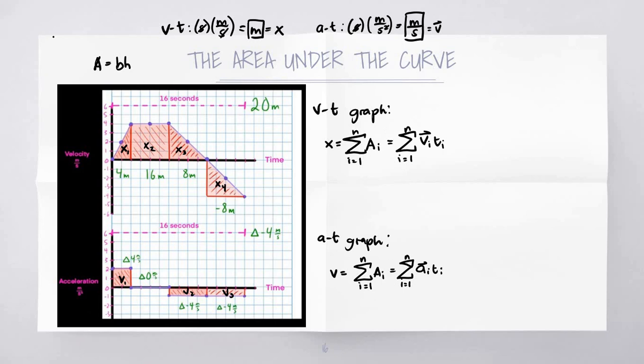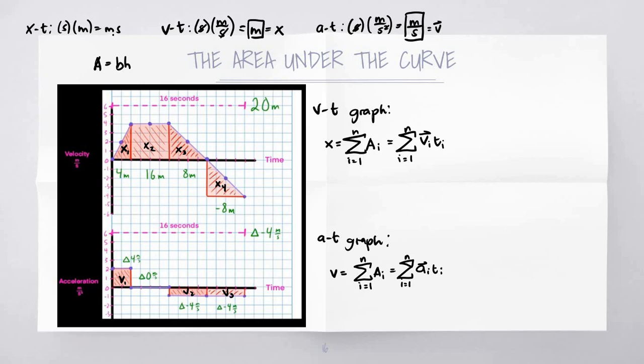So how about the position time graph? For the position time graph, the base would be in seconds, obviously, and the unit on the y-axis is meters. So we're left with the unit meter second, and there's no such thing in physics that has the unit meter second. So obviously, it doesn't have any physical relevance at all. So you don't need to solve for the area under the curve of a position time graph.